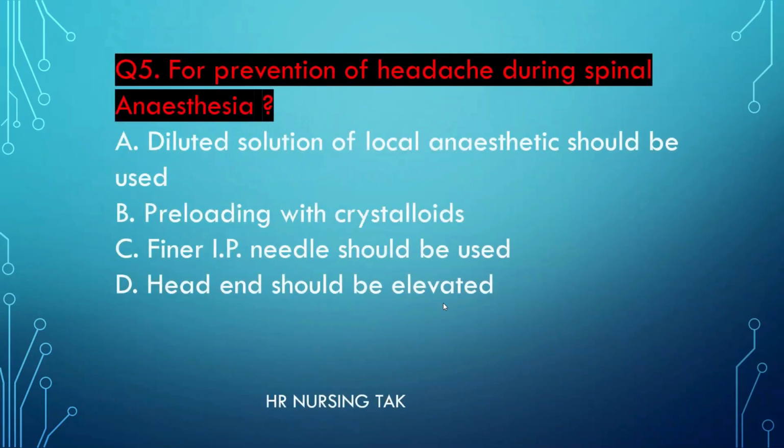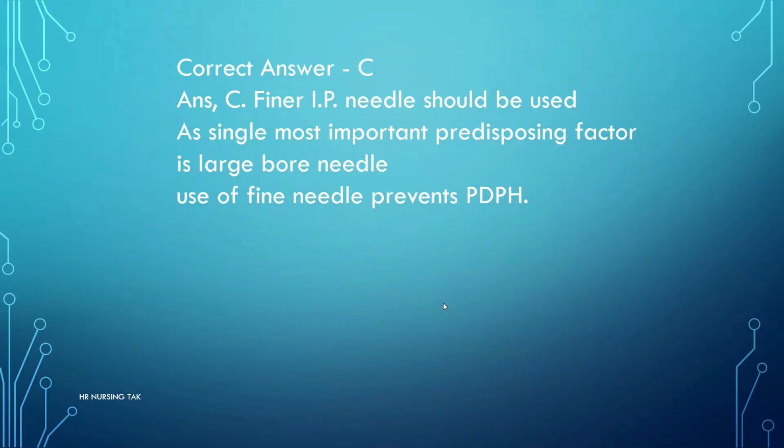Question 5. For prevention of headache during spinal anesthesia, A. Diluted solution of local anesthetic should be used, B. Preloading with crystalloids, C. Finer needle should be used, D. Head end should be elevated. Correct answer C. Finer needle should be used, as the single most important predisposing factor is large bore needle; use of fine needle prevents PDPH.